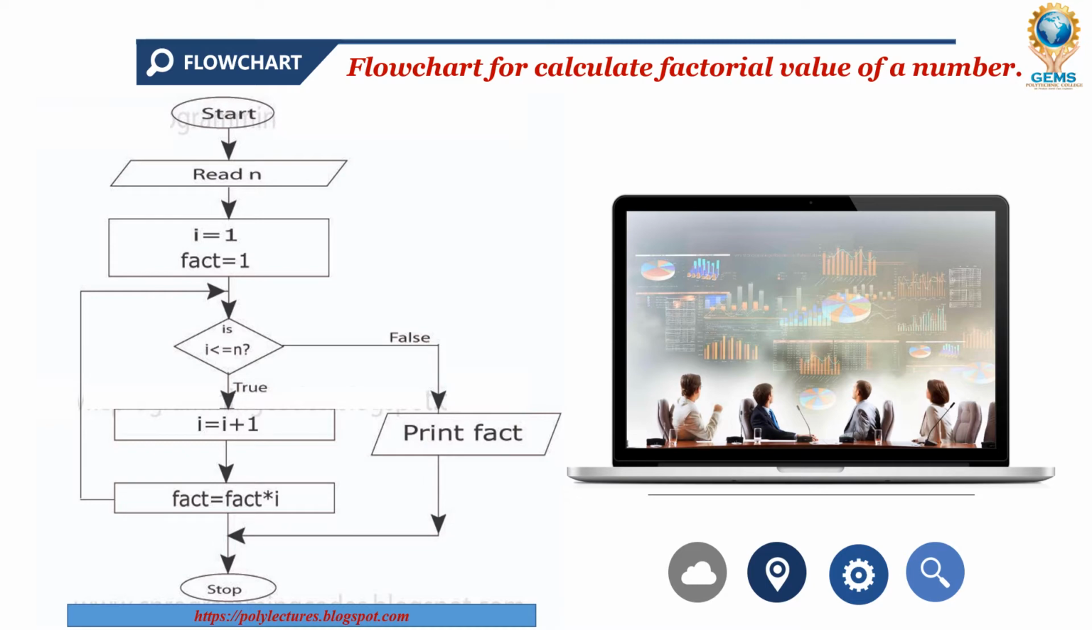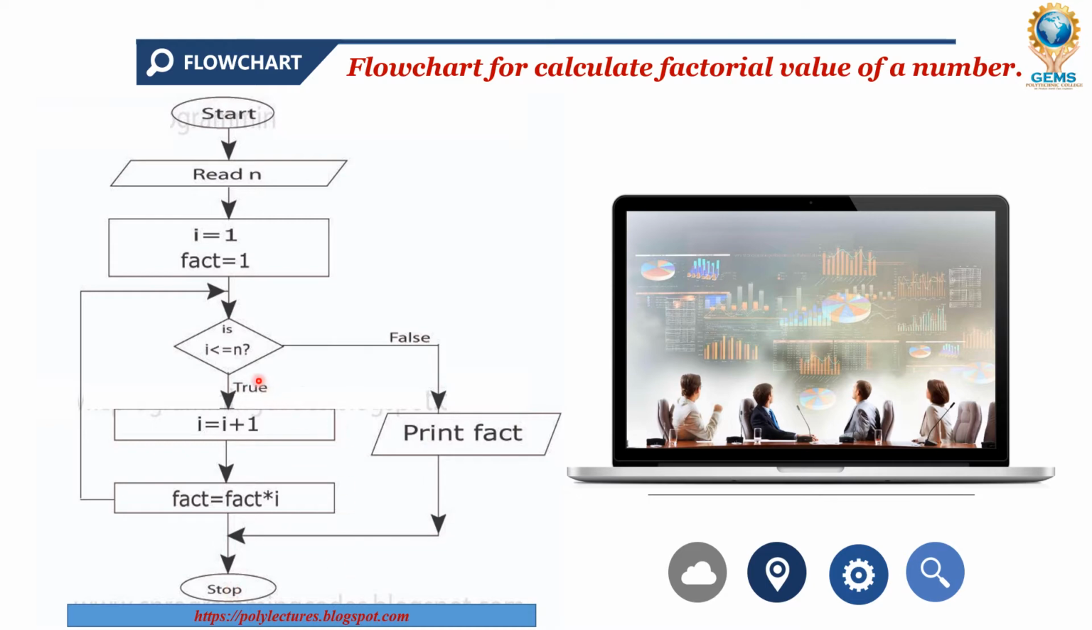And if you want to take any decision, then for that purpose we use a diamond symbol here. So this is our diamond symbol. This symbol is used for taking any decision. Now i less than or equal to n, if this condition occurs, then what? If the condition is true, we can go ahead and process it: i equal to i plus 1 and fact equal to fact into i, that is stored, and finally the output will come.